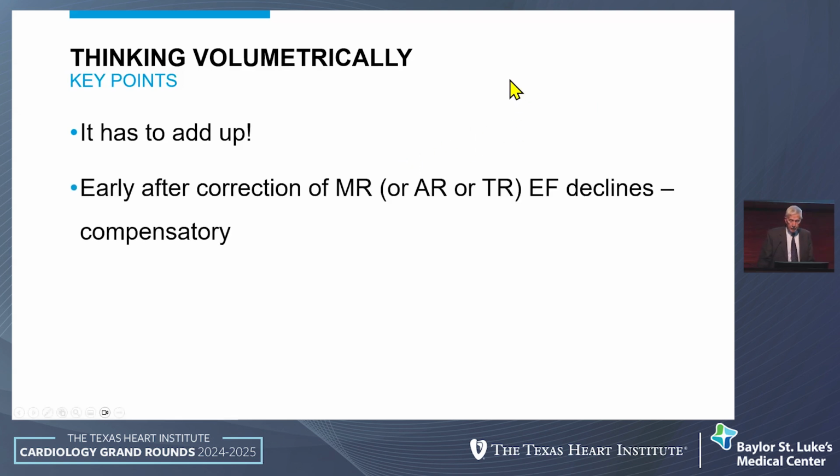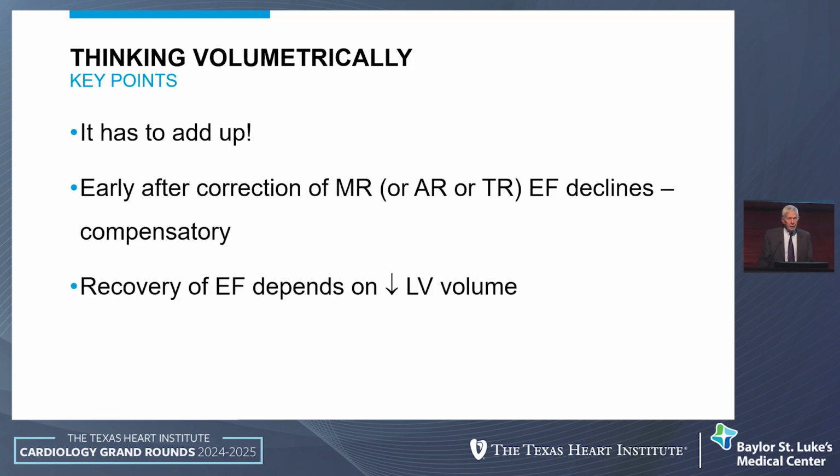Remember too that early after correction of mitral regurgitation or aortic regurgitation or tricuspid regurgitation, the indices of systolic function decline, but this is mainly compensatory, not due to damage to the ventricle. Subsequent recovery depends on the LV coming down in size, at which time the LV ejection fraction will come up.